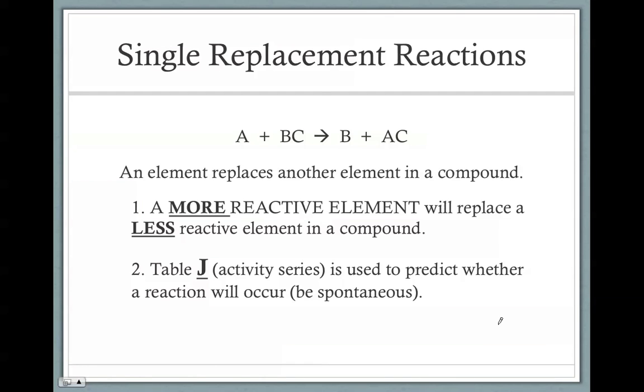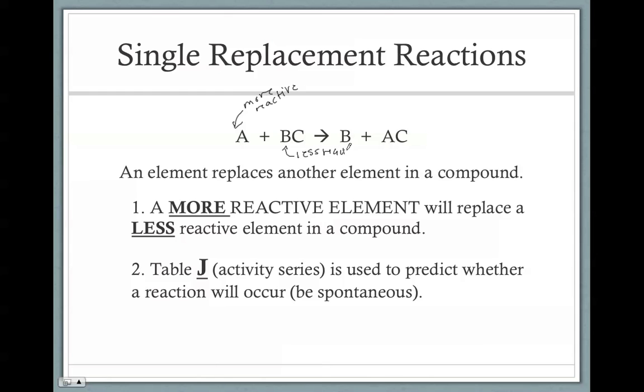All right, so as you already know, this is when an element replaces another element in a compound. But specifically, this reaction can only occur when a more reactive element will replace a less reactive element. So you may want to actually label it. This A, representing an element, has to be more reactive than, in this case, B. This has to be a less reactive.